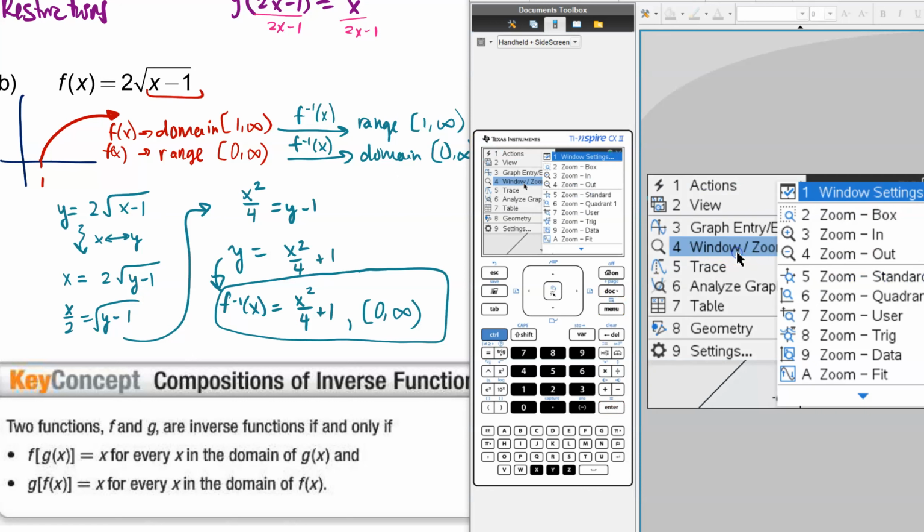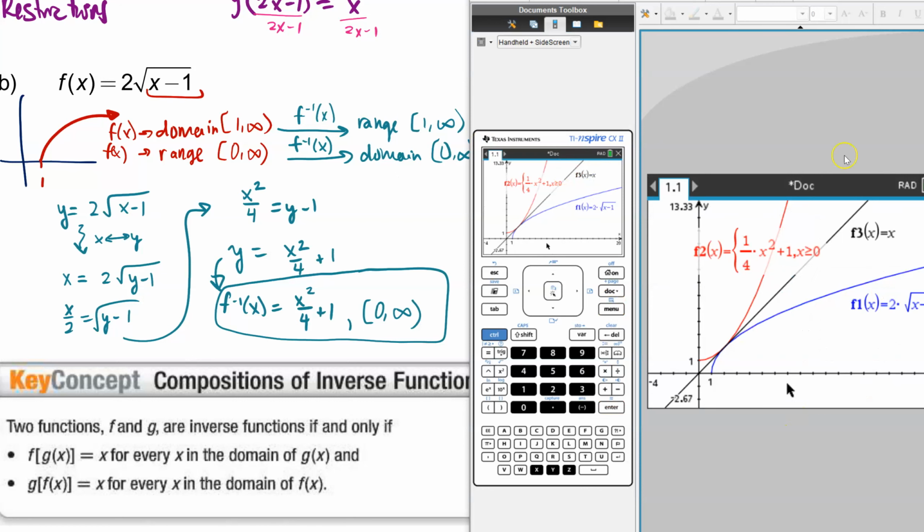Change my window to quadrant 1. Okay, that's a little easier to see. So, the black line is y equals x. This is the line you reflect across when you're finding an inverse function. The blue line is our original function. So, if you tilt your head so the black one is literally your horizontal, you can see the blue flipped across, the blue and the red are mirror images of each other. So that's how we know they're inverses.